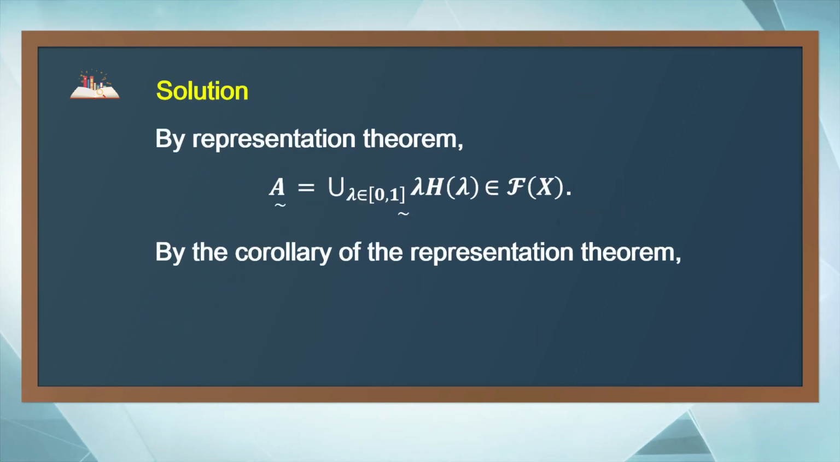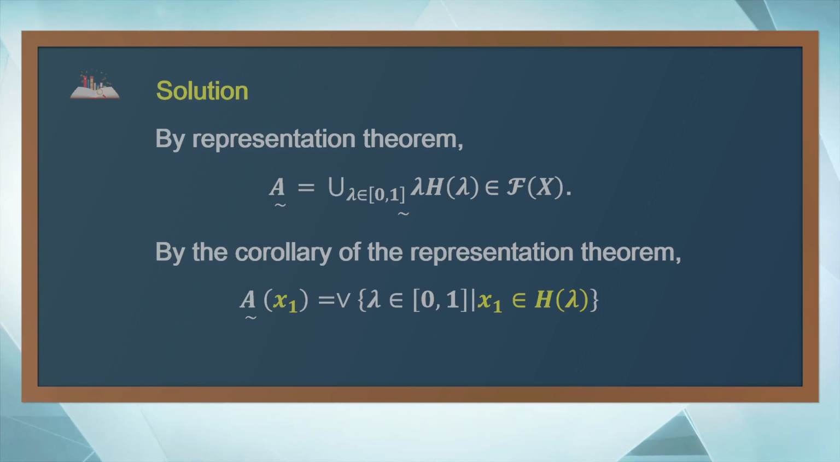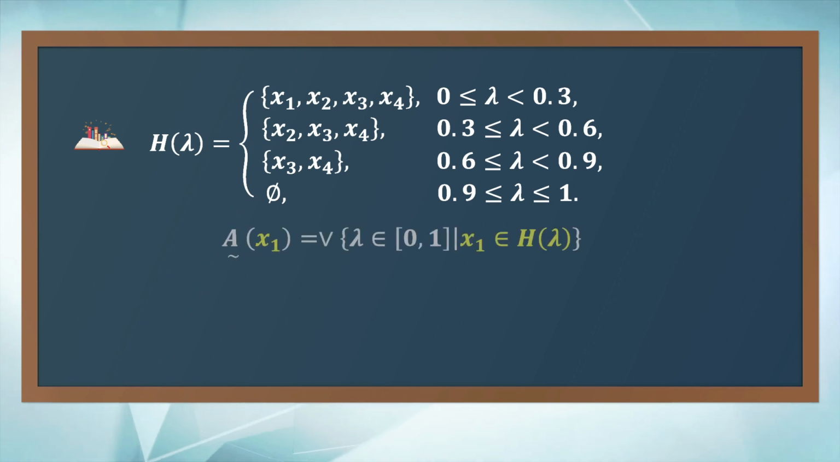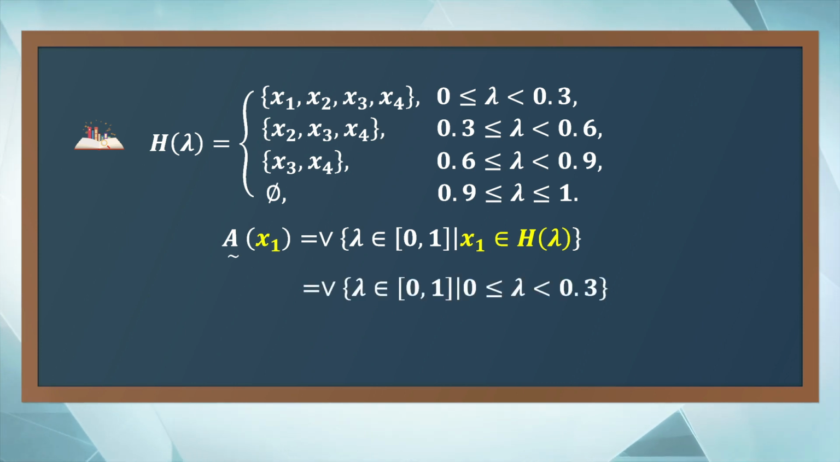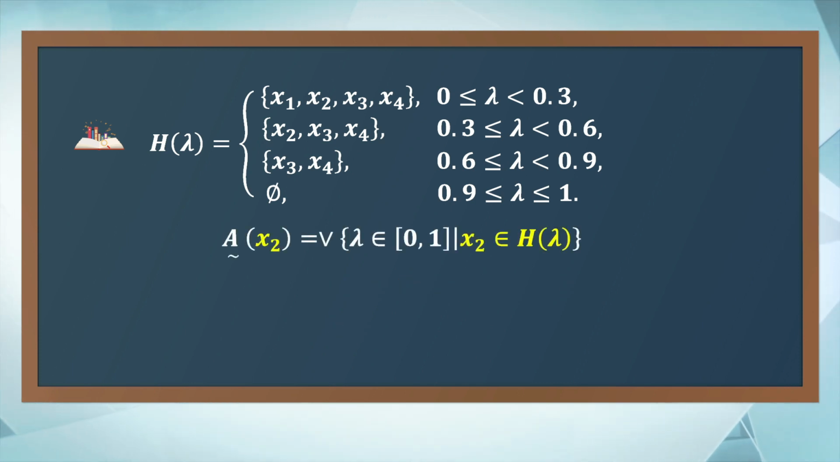By the corollary of the representation theorem, the degree of membership of x1 in A is the supremum of lambda such that x1 is in h of lambda. Element x1 is in h of lambda if 0 is less than or equal to lambda, less than 0.3. But x1 is not in h of lambda if lambda is greater than or equal to 0.3. The supremum is 0.3.